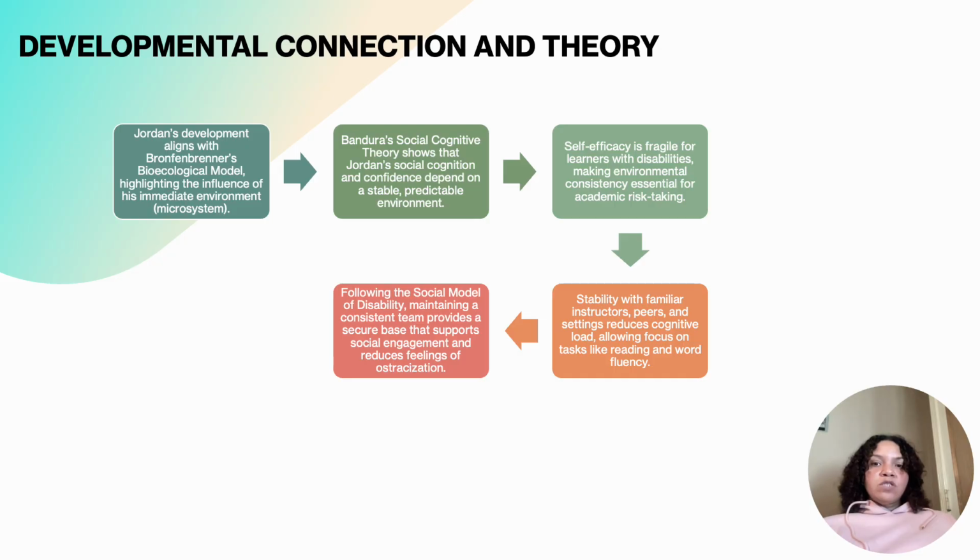Reframing disability responses in alignment with the social model of disability, we recognize that while a disability may be an inherited trait, the handicap is often created by an unresponsive environment. Because a child cannot change their disability, the burden of adaptation lies within the microsystems, the classroom. By maintaining a consistent team, including a primary teacher, small group instructor, and a counselor, the school provides a secure base necessary for Jordan to overcome his feelings of ostracization and engage in a meaningful social model.